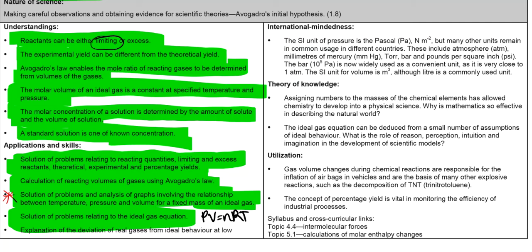Solution of problems relating to the ideal gas equation, that's PV equals nRT. Cool thing about chemistry, you don't have to memorize much. You literally have this in your data book: pressure times volume equals moles times the ideal gas constant times temperature. Temperature is in Kelvin.